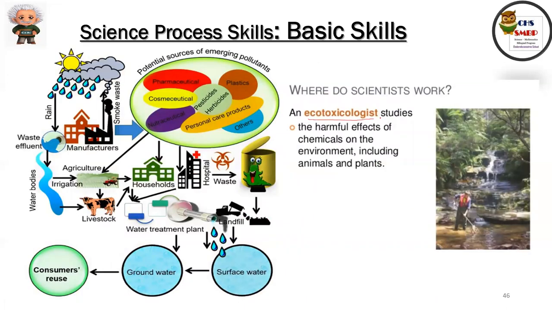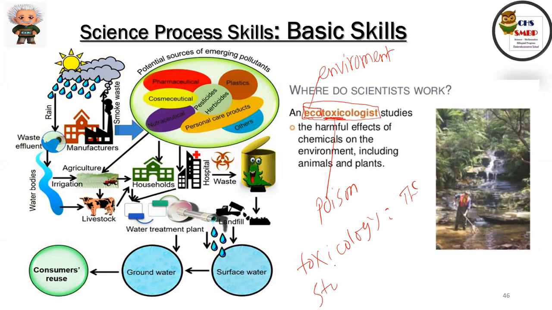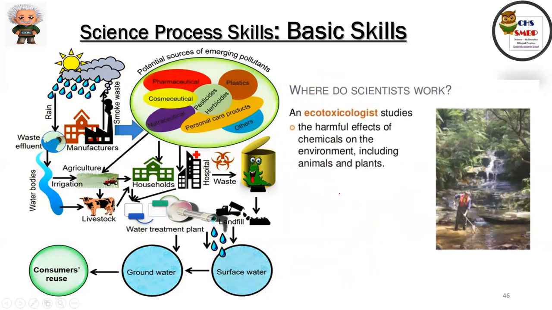Then you see an ecotoxicologist. Wow, it's a big word. Now, let me split this word. Eco means environment. And then you see toxic. Toxic means poison. And then you have toxicology. Toxicology means the study of poison, right? Then you see toxicologist, a person or a scientist who studies about poison or the harmful metals or harmful pollution or something like that. So you see an ecotoxicologist working on environment, right, and the harmful effects of different matters, and you see the potential sources of emerging pollutants, right?